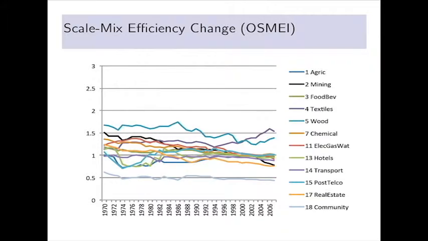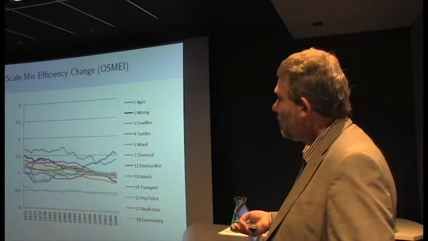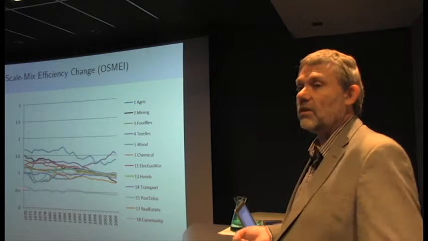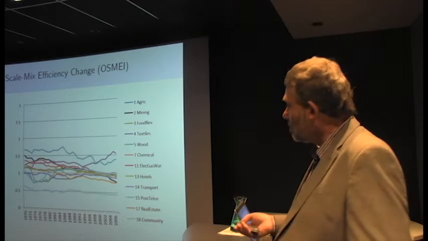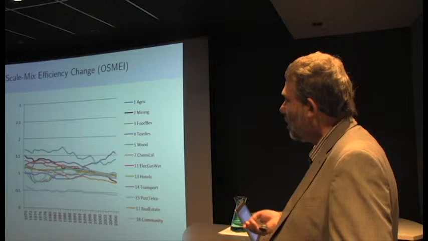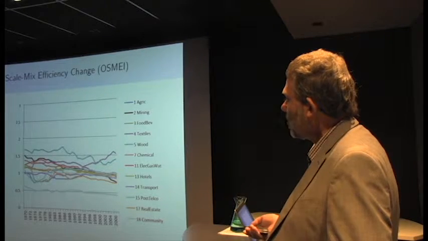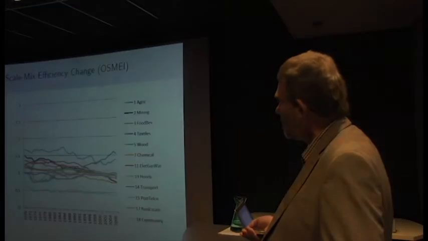Looks like there's quite a lot of stuff happening here. Okay, scale and mix. That's economies of scale and scope, right? So it looks like there's a lot of stuff happening here. And of course, the last component is the noise. So we'll see how much is left over.